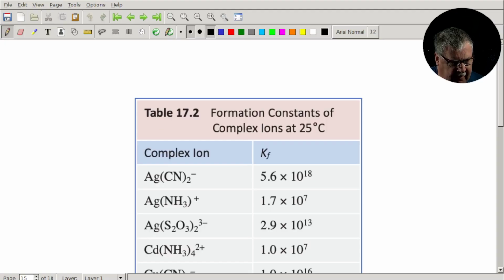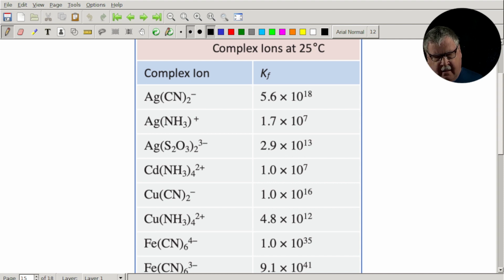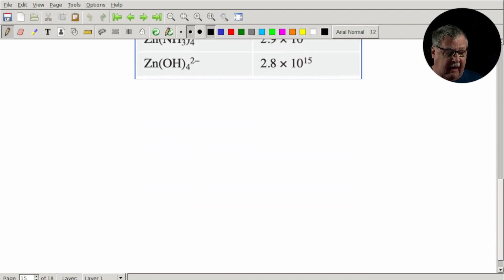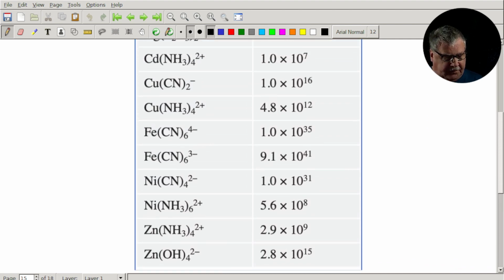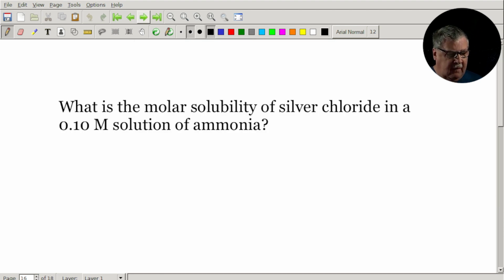We left off last time. What we were doing last time is we were talking about formation constants. And I finished off the class by showing you how to write these things out. So what we're going to do next is we're going to talk about how we can use them.